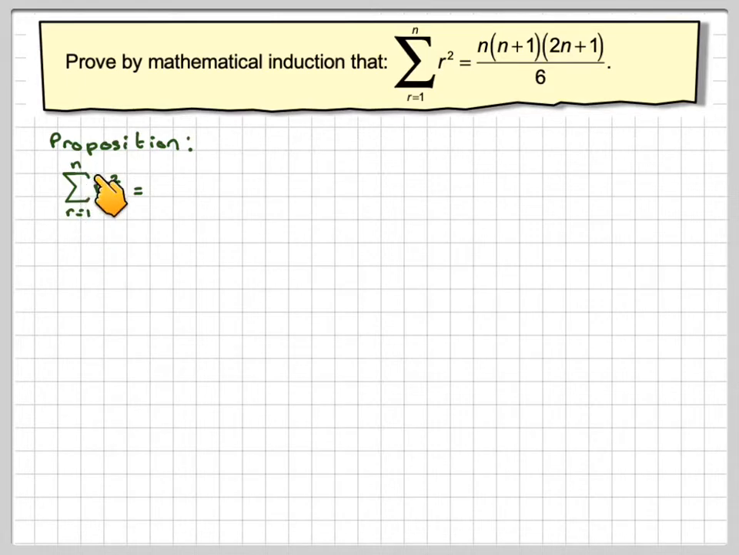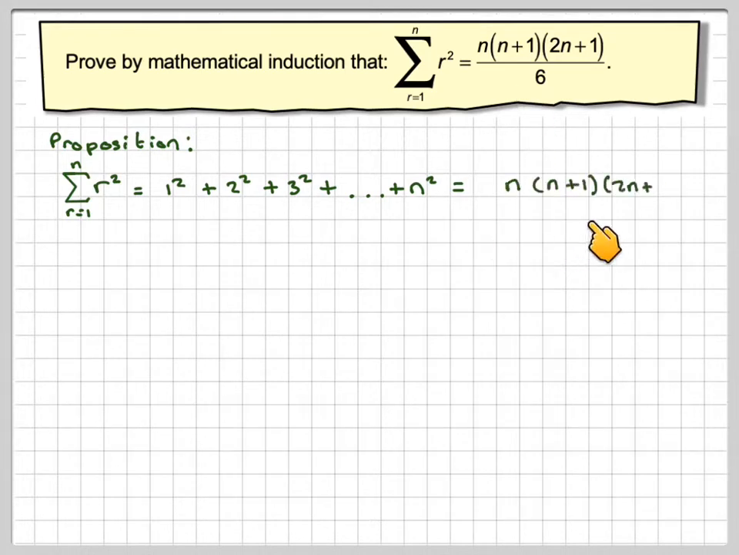So the proposition is the sum from r equals 1 to n of r squared. If we write out a few terms, that will be 1 squared plus 2 squared plus 3 squared plus up to n squared, and that will be equal to the sum, which is n plus 1, 2n plus 1 over 6.